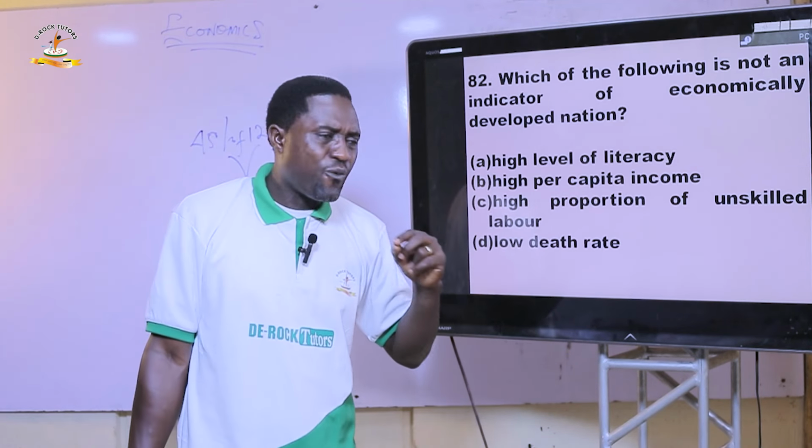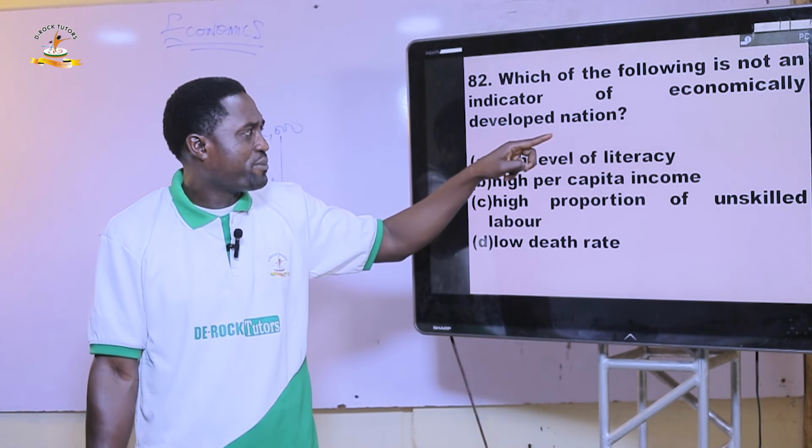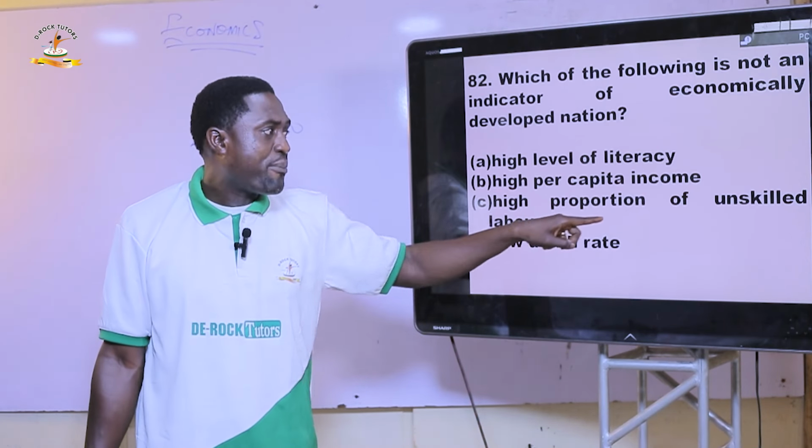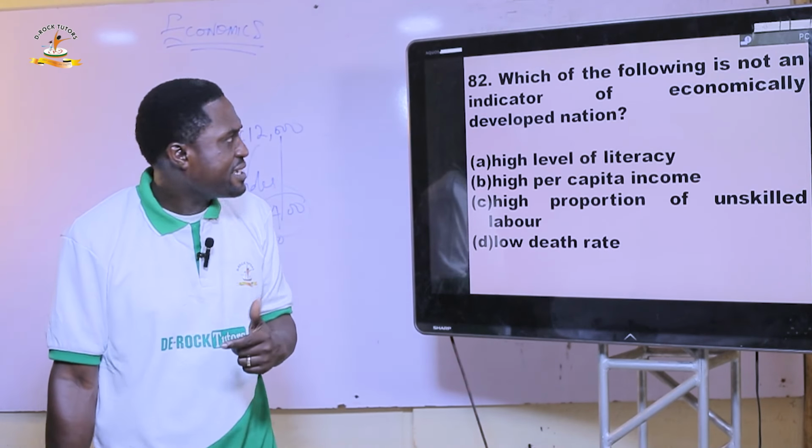High proportion of unskilled labor. Which of the following is not an indicator of economic development? So this is not an indicator. High proportion of unskilled labor is not an indicator. The next question.